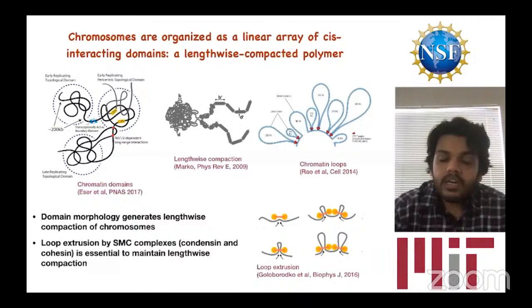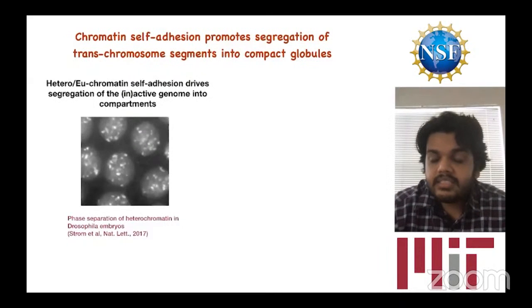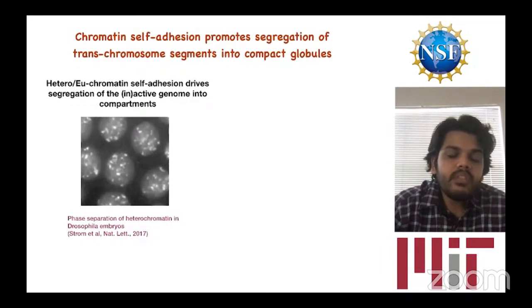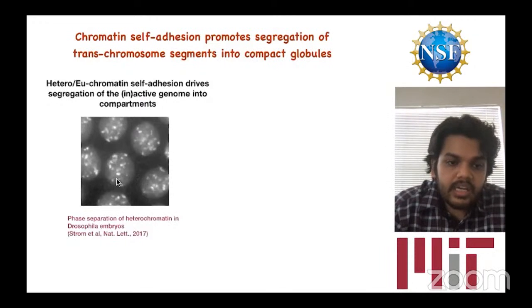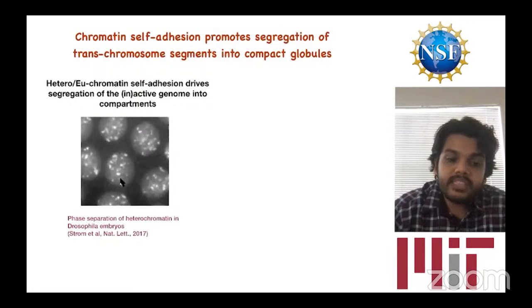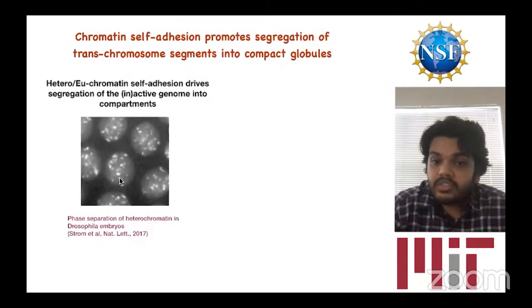There is another very interesting aspect of genome organization, which is the sticking of chromatin segments with themselves. So heterochromatin or euchromatin, depending on whether they house the inactive or active parts of the genome, are known to have some self-adhesion, which drives their segregation into micro space-separated droplets inside the genome. In the figure here, you see very beautiful work where heterochromatin forms space-segregated globules. These bright spots are heterochromatin spots inside a Drosophila embryo.